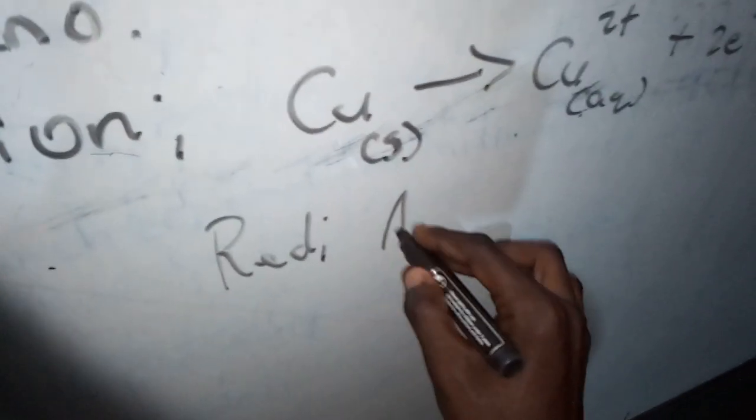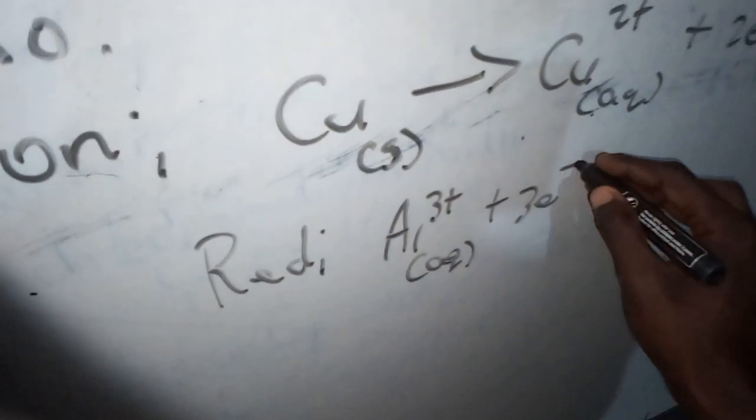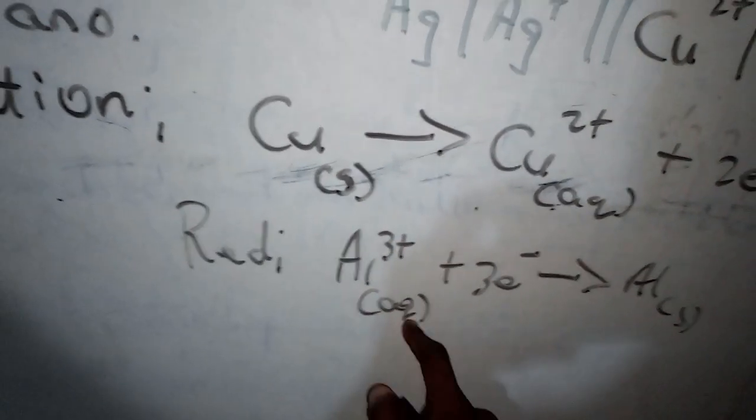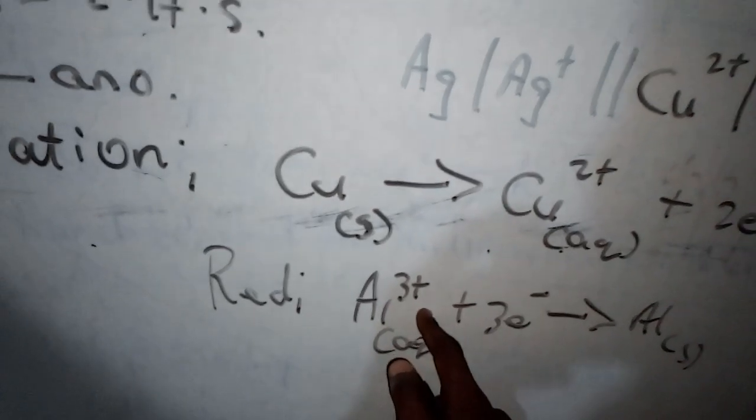You have Al3+(aq) + 3e− to give me my Al(s), solid. I've always told you that anything that is carrying charge is aqueous. So if you're writing Al3+, you have to put your aqueous there. I get that because electrolytes conduct electricity in the aqueous phase. This one is carrying charge.